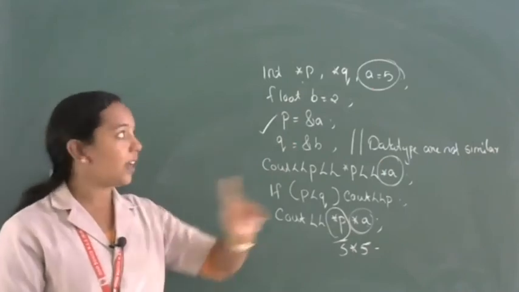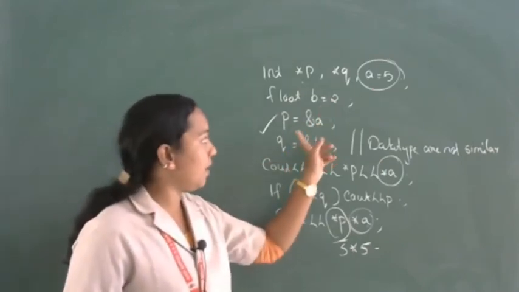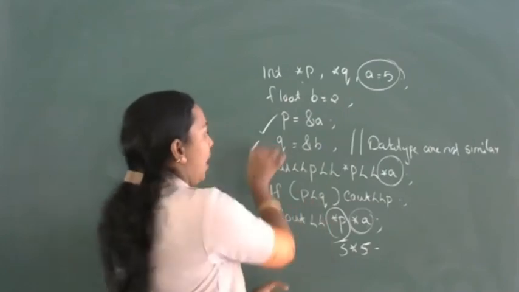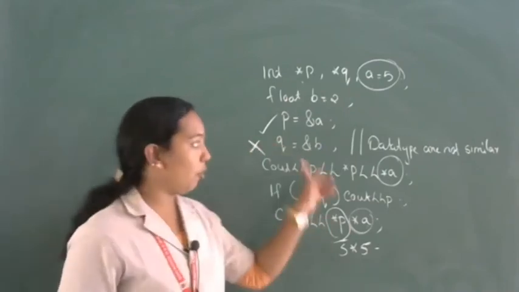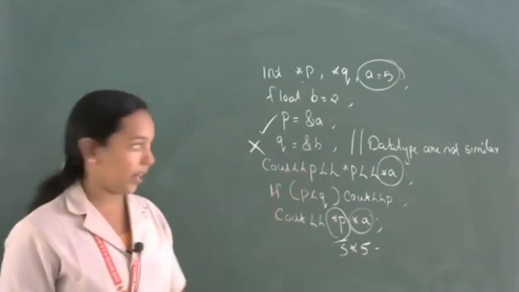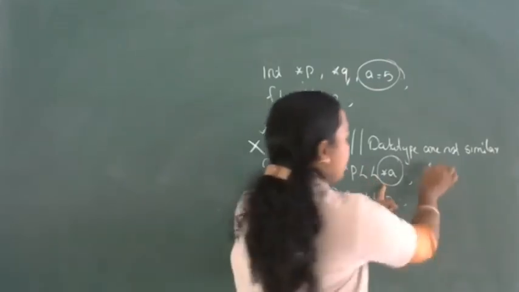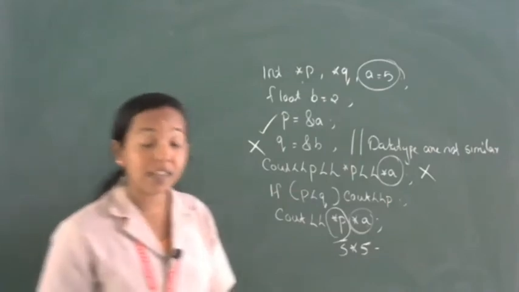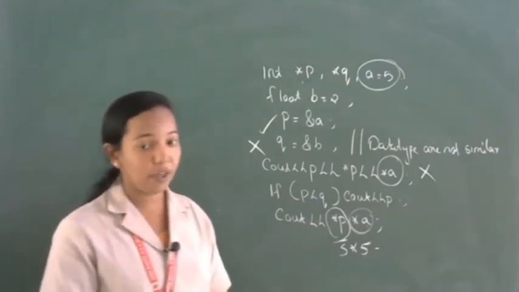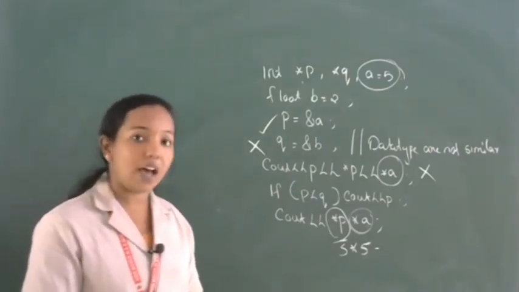Okay, so which are the error statements? First one, Q is equal to ampersand of B. Both the data types are different. The next one, cout star A. This is also an error statement because A is not a pointer variable, so you don't want to use the star operator.